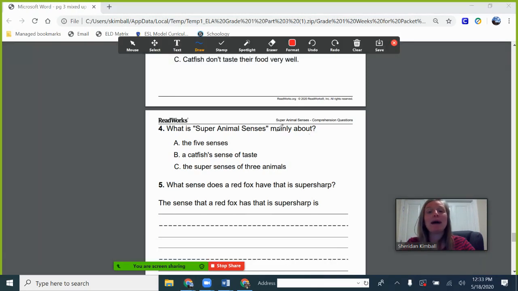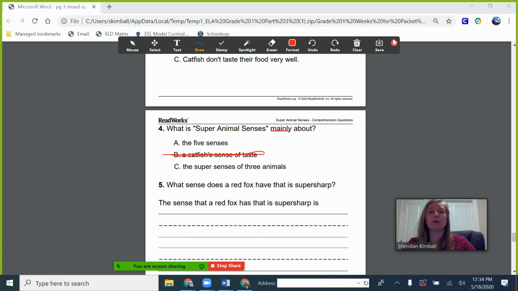When you want to think about the main idea of an article or of a story, you need to think about what you mostly read about. And in the article, Super Animal Senses, it wasn't all about catfish. It told me about other animals too. So it can't be a catfish's sense of taste. That's not right, because I read about other animals too, so I know that it couldn't just be about catfish.